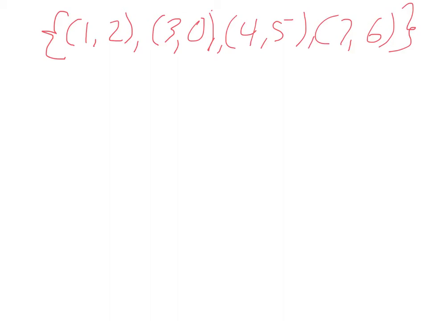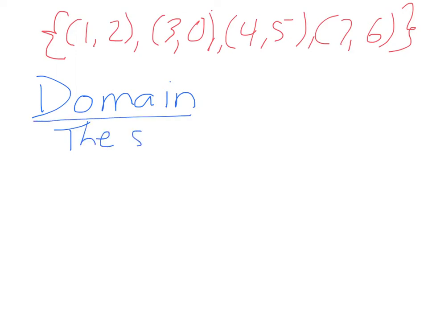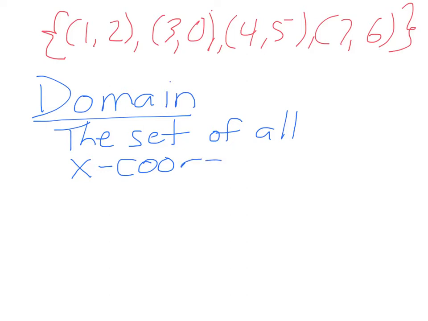Copy. All right. So, the first thing we're going to talk about here is what is called the domain. Not a computer domain or things like that. This is just a domain. The domain is basically the set of all x coordinates. The domain is nothing more than the set of all x coordinates.